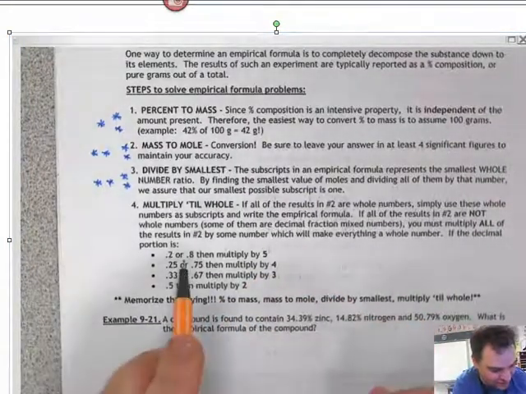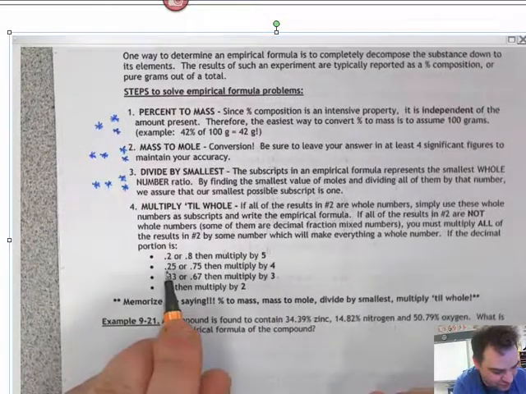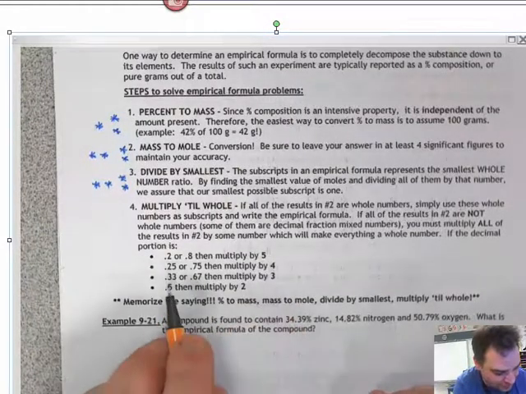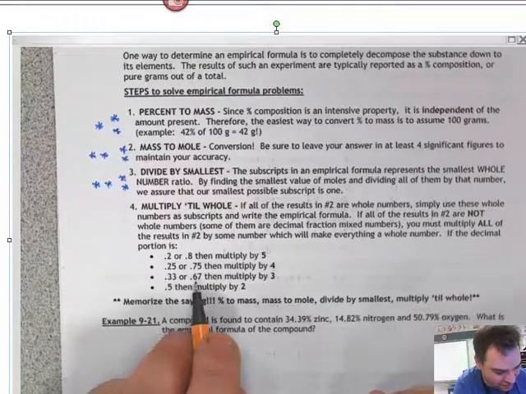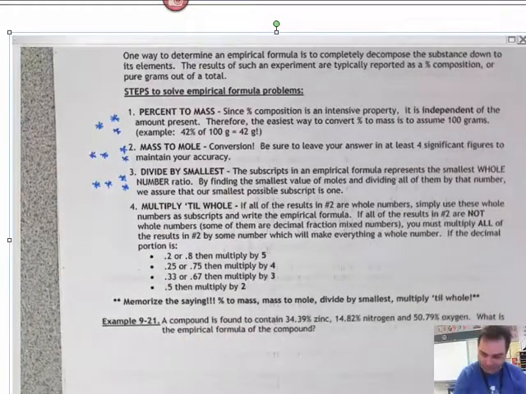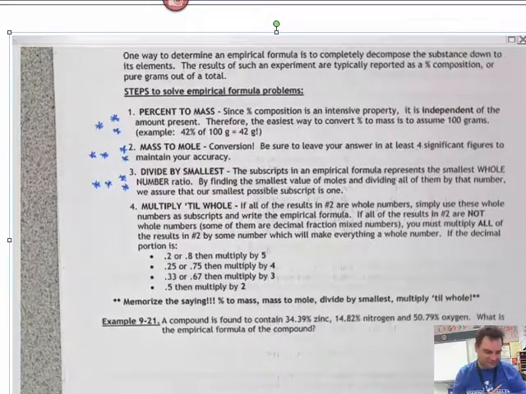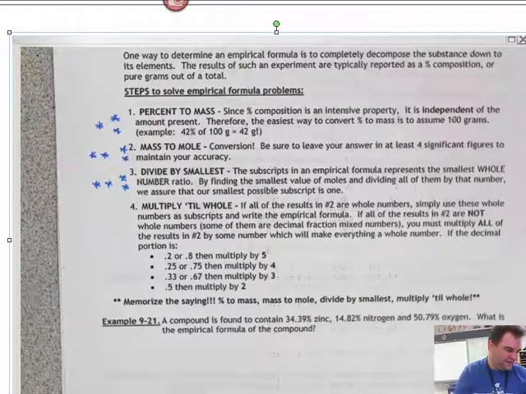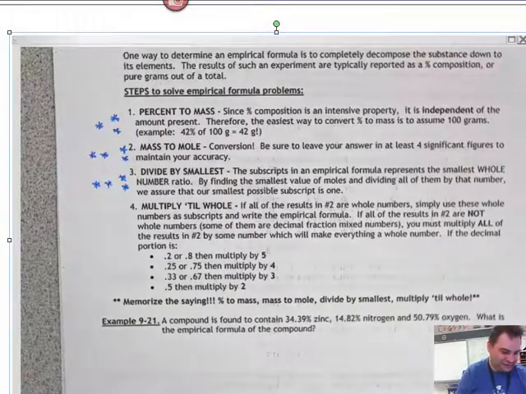Sometimes you get 0.2s and 0.8s, then you have to multiply by 5. You get 0.25s and 0.75s, you have to multiply by 4. 0.3s, 0.33s and 0.67s, you can multiply by 3. 0.5s, you have to multiply by 2. Okay, so here we go.